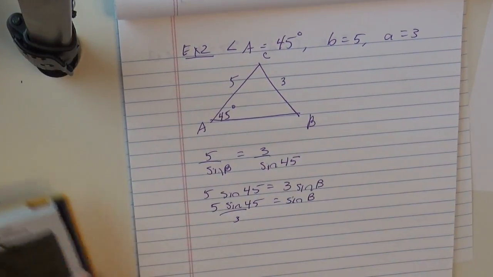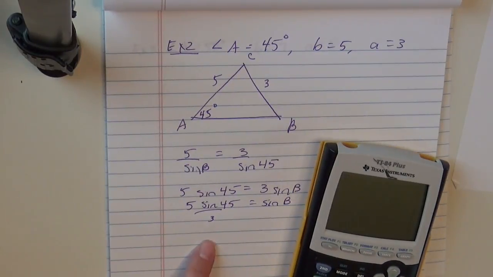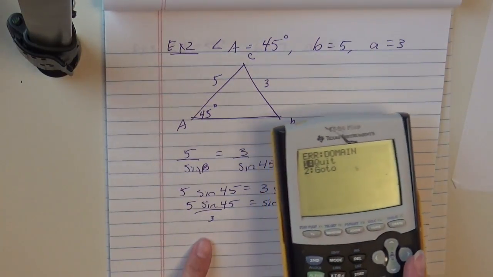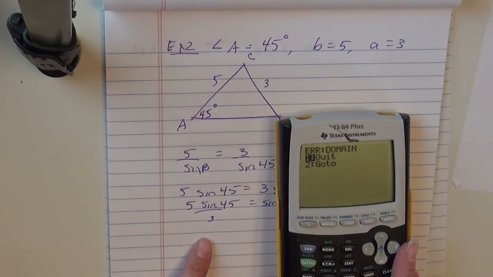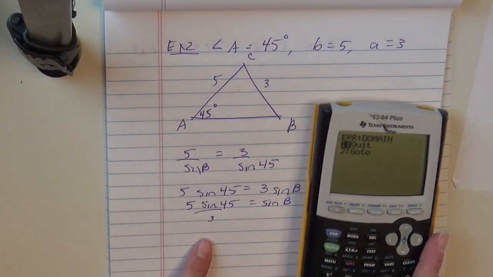Okay, so I'm going to be using my inverse function, sine inverse, but before I do that, I'm going to type 5 times sine 45, enter, divide by 3, and that's giving me 1.1785. Then I'm going to go second sine, for sine inverse, second answer, and enter. Okay, so when you type this into the calculator, hopefully you can see how I'm getting error domain. That means that there's an issue with my domain.